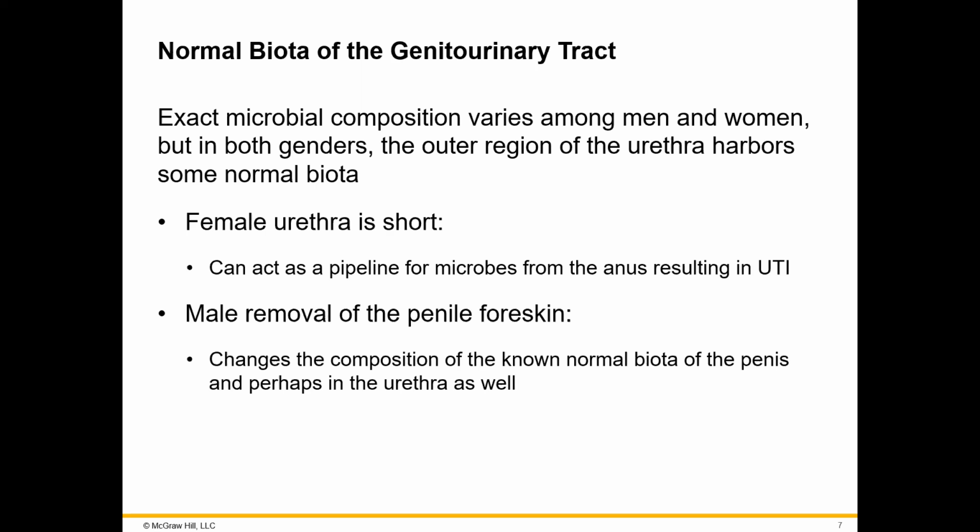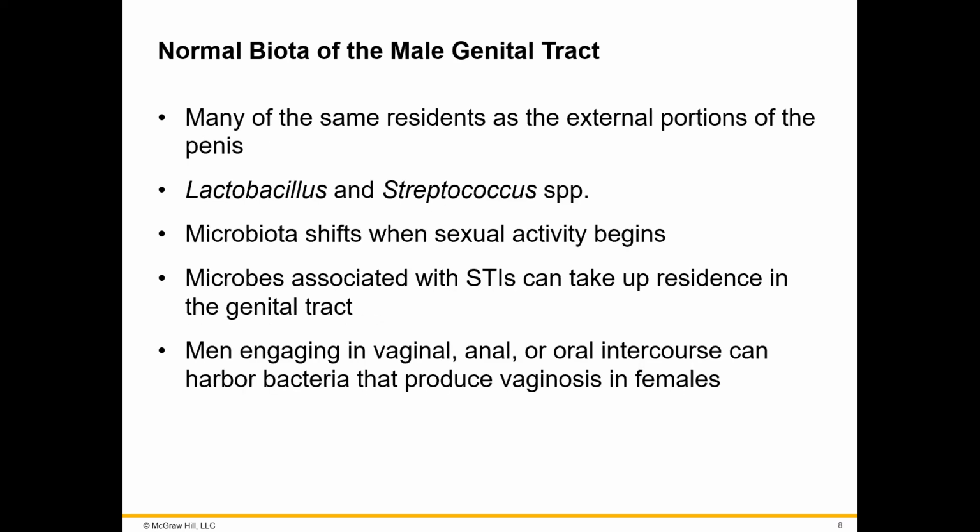And so men who are uncircumcised are actually more susceptible to these sexually transmitted infections that we're going to talk about today. So it doesn't necessarily have anything to do with cleanliness or hygiene, just the normal biota associated with having foreskin versus not having foreskin. There is the same kind of residence in the external portion of the penis as in the external genitalia of women typically, and we often see Lactobacillus and Streptococcus species.